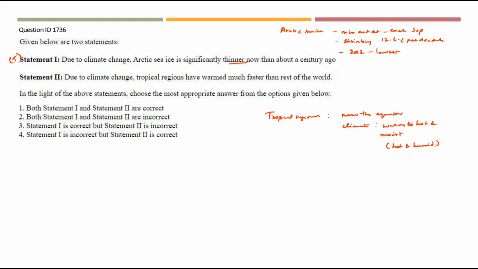Tropical regions have warmed much faster. This is not right. These regions are not warming at a faster rate. Then what is warming at a faster rate? Arctic is warming nearly 4 times faster than the rest of the world. This statement is applicable to Arctic. So statement 2 is false. Option number 3, statement 1 is correct, but statement 2 is incorrect, will be the right answer.